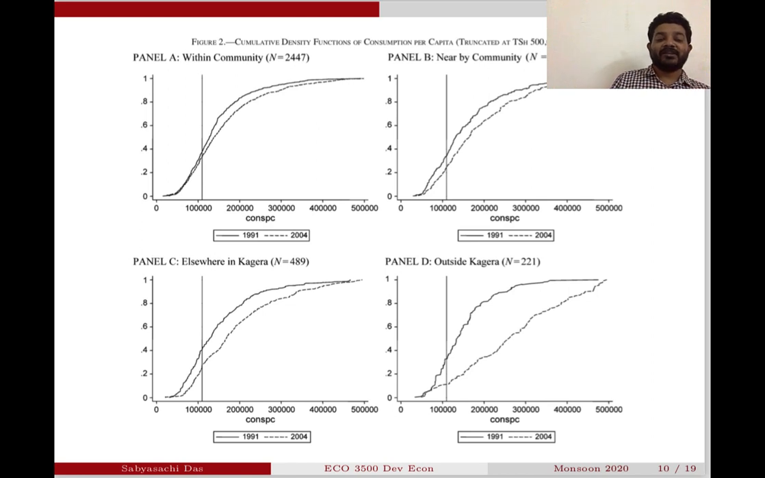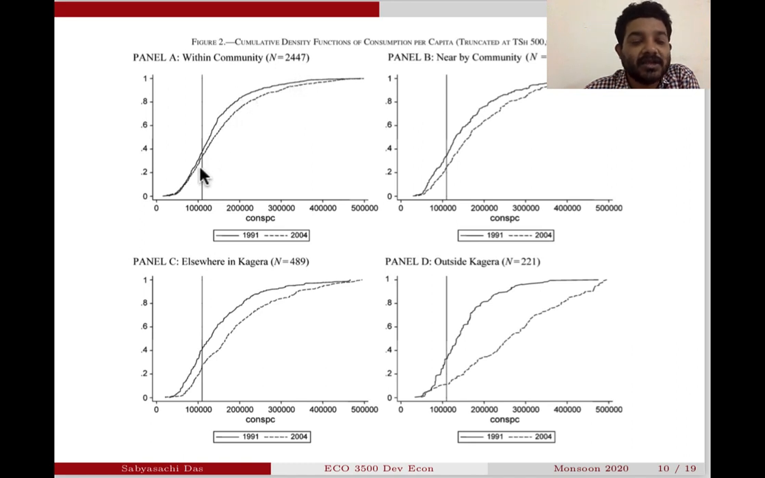Okay, so this is trying to motivate the returns to migration. What this is plotting is consumption per capita in the new households, and it's plotting its distribution for various groups of people. Suppose you only focus on people who stayed within the community. That's about 2,400 individuals. Of these 2,400 individuals, in their new household, what is the per capita consumption? If you plot them now versus if you had plotted them in 1991.